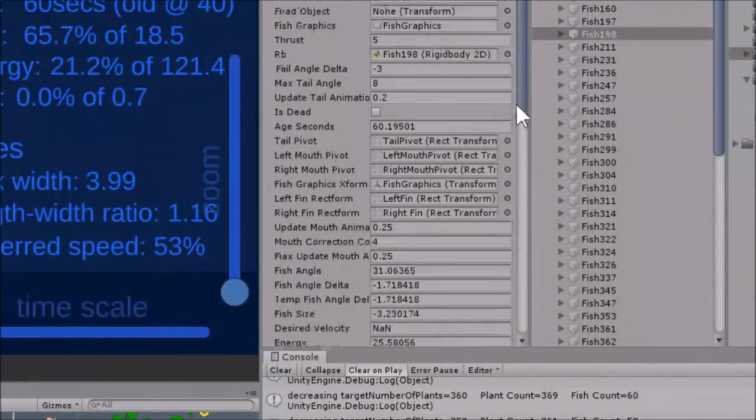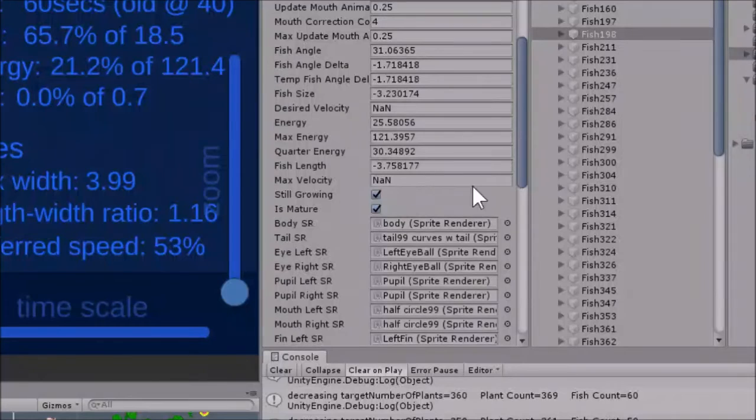Where is the is mature? There it is. Is mature. So I think it'll be right in here, but it's not showing. Because it's a class, I might need to declare it as being serializable for it to show up here. Darn it. So I'm not going to gain much insight into his genes, unfortunately, which I may need to put into the code so I can see that, so I can debug these things going forward.